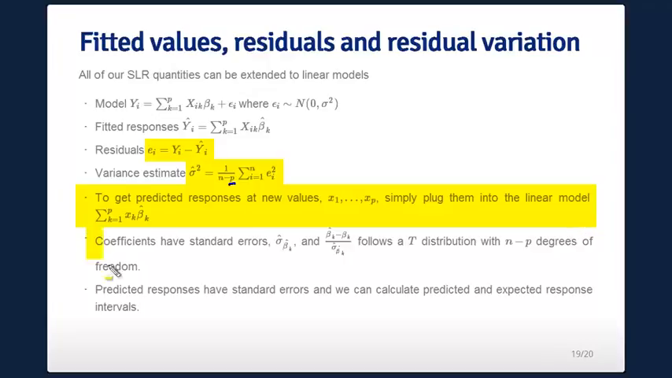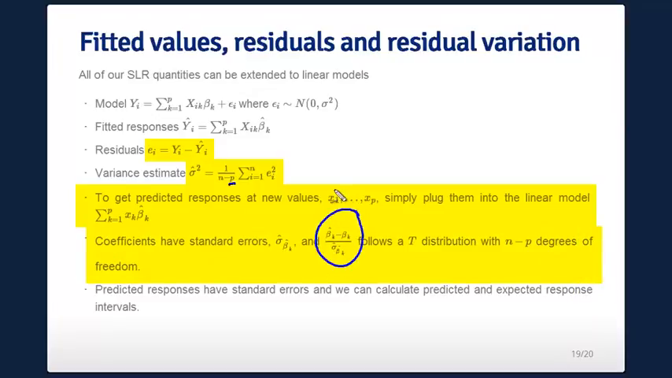Coefficients have standard errors, right? And the standardized coefficients, beta k hat minus its true value divided by the estimated standard error, are going to follow a t-distribution with n minus p degrees of freedom. And then again, the predicted responses have standard errors, so we can calculate expected response intervals. So it's all the same as simple linear regression. It's sort of like you did some training, some drills on simple linear regression, and now we're at the main event, linear models, and you're seeing how most of these ideas extend very easily.